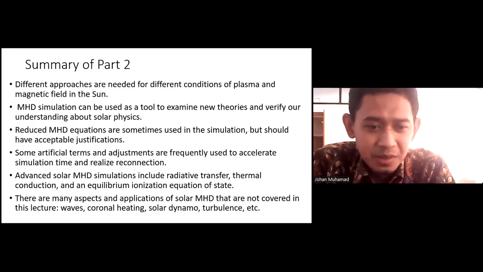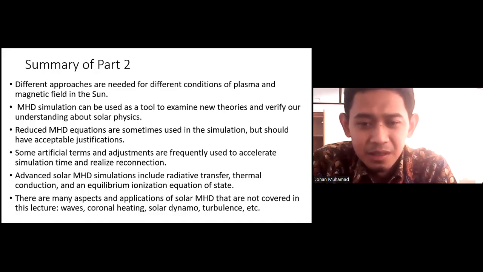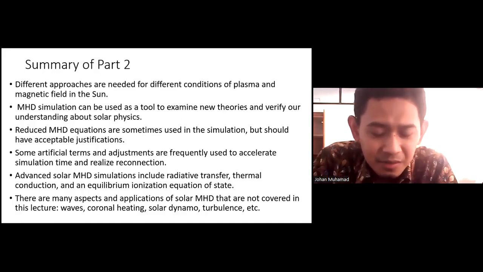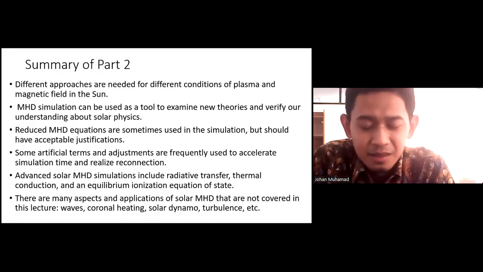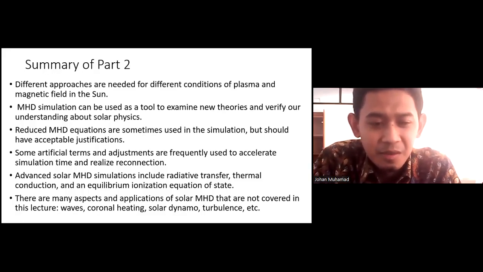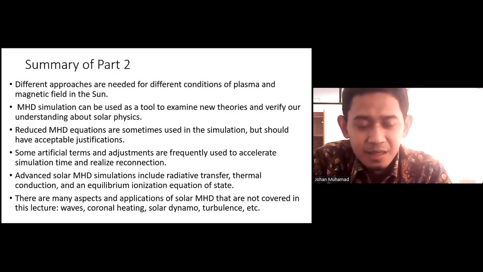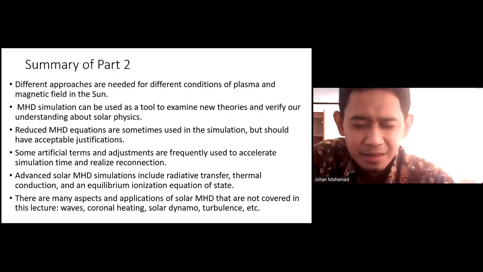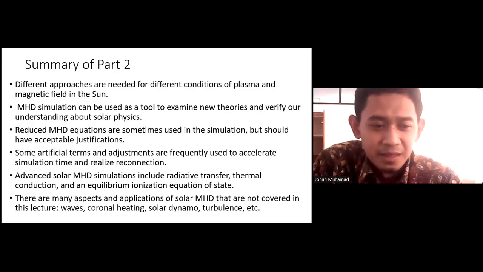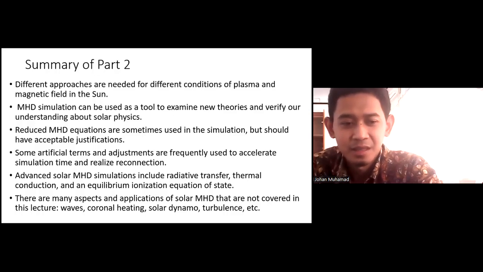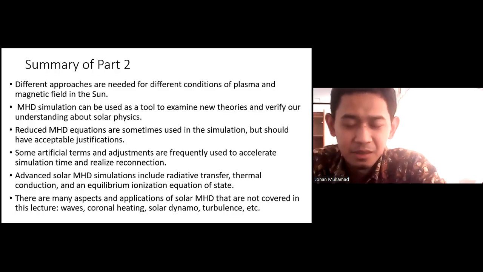And some artificial terms and adjustments are frequently used to accelerate simulation time in realizing reconnection. As I mentioned before, magnetic reconnection is very difficult to realize in a simulation. So there are some artificial terms, like artificial resistivity and artificial potential and others.